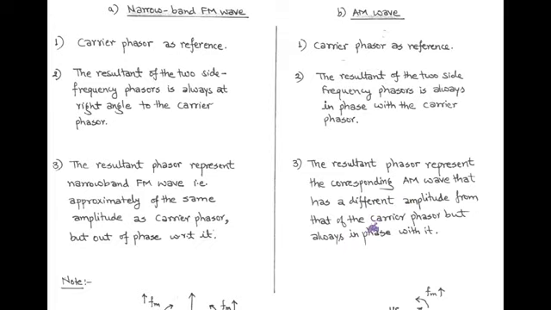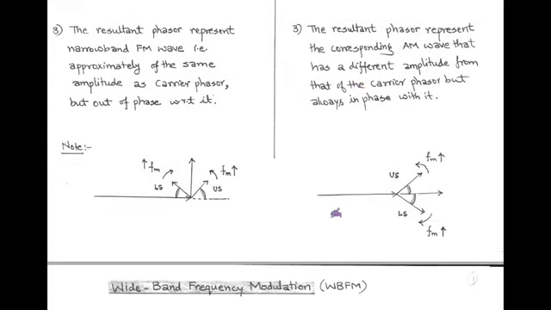So, in the phasor comparison, we note a point. In narrowband FM, the resultant phasor is at 90 degrees with the carrier, and the upper side frequency and lower side frequency phasors make some angle with respect to the carrier phasor, and the sideband frequency phasor rotates in the direction of increasing angle with respect to the carrier. And in the case of AM, the resultant phasor is always in phase with respect to the reference, and the sideband frequency phasor rotates in the direction of increasing angle that is made with respect to the carrier phasor.